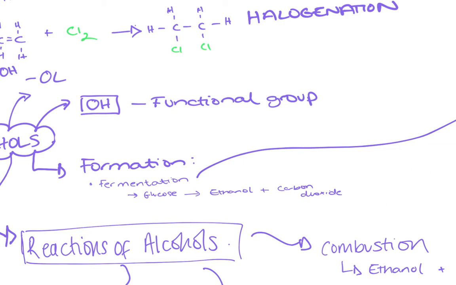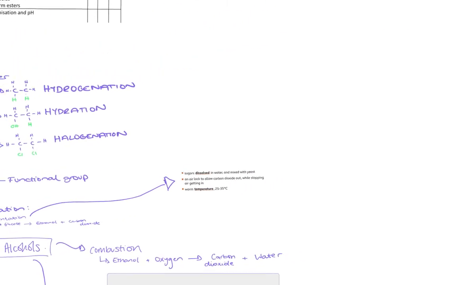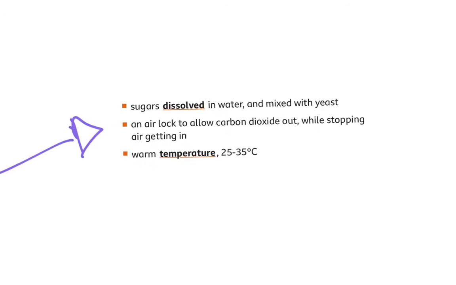And what the exam board would like you to know is they would like you to be able to identify those conditions. And I've just taken these from online just to show you. So you have yeast and you have sugar that is dissolved in water, and that enables the sugars to be accessed more easily by the yeast. An airlock to allow carbon dioxide out as it is produced, but stopping air getting in. This is really important because if air gets in, then oxygen gets in. And then what you might have is a situation where instead of doing the anaerobic respiration, the fermentation that you want to, you might begin to do aerobic respiration, which will not give you ethanol.